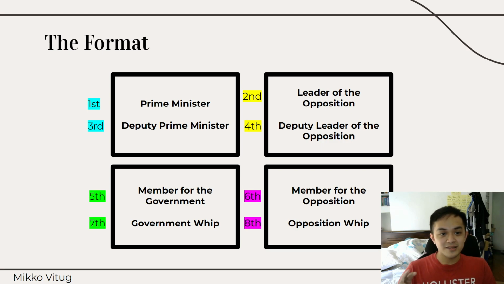You'll note that on the left side of each team, I have the speaking order. So it's Prime Minister first, then Leader of the Opposition, then Deputy Prime Minister, then Deputy Leader of the Opposition, then the Member for the Government, Member of the Opposition, Government Whip, and Opposition Whip.